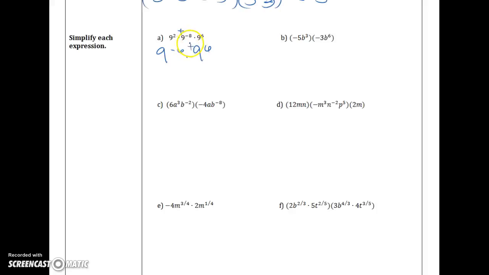And then these are the same base as well, so I'm going to add those, and I have 9. What's negative 6 plus 6? 0. We learned this in a previous lesson. What's 9 to the 0 power? 1. That's simplified.